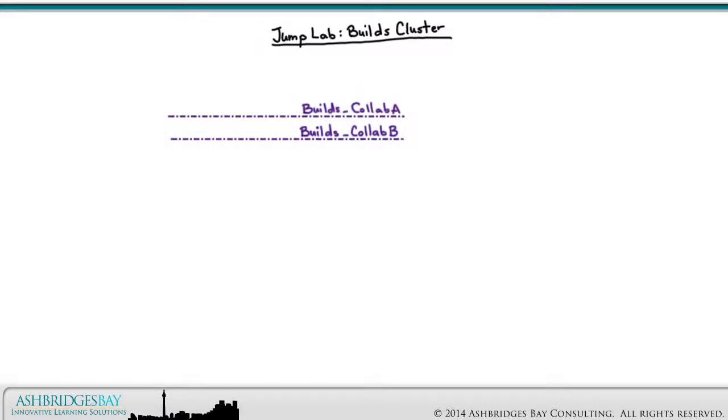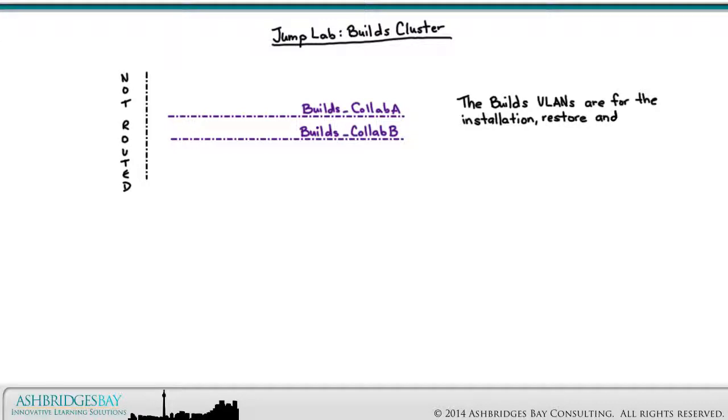The Builds cluster has the Builds Collab A and Builds Collab B VLANs. These VLANs are not routed to the production network. The Builds VLANs are for the installation and upgrade of the intermediate cluster. An intermediate Builds cluster is not required for migration from physical servers running 8.x, but we are using it to simplify the discussion of this case in conjunction with a jump upgrade and virtualization.